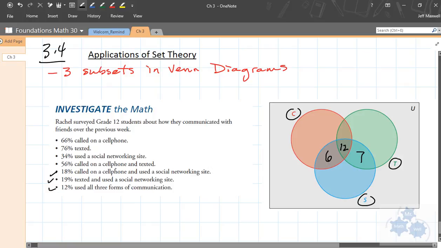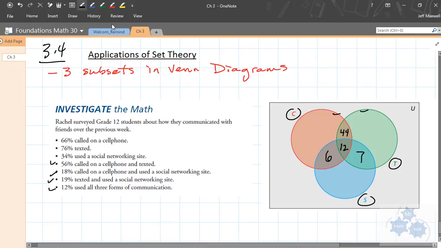56% called on a cell phone and texted. Okay, so there's a pretty big number there. So cell phone and texted, that's these two circles right here, 56. So I've already got 12 in there. What do we need to put in this spot? 44? All right, so we've got that 56 taken care of. That's 44 plus 12.